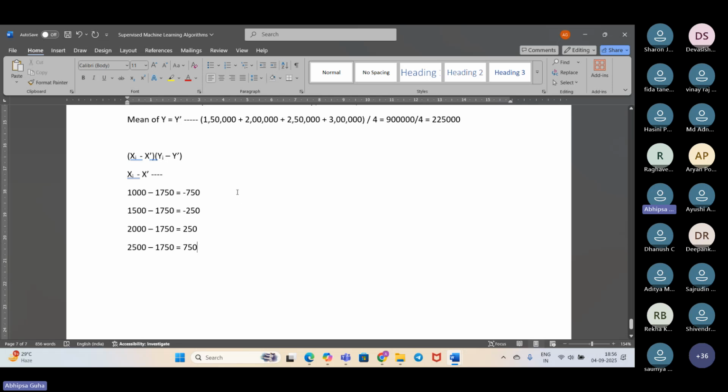So now we need to go ahead and check y minus y bar. So let me put it in. The first value is 1,50,000, subtracting the y bar, 2,25,000. So what will we be getting? We will be getting around minus 75,000. Yes, 25,000, yes, ma'am, right.